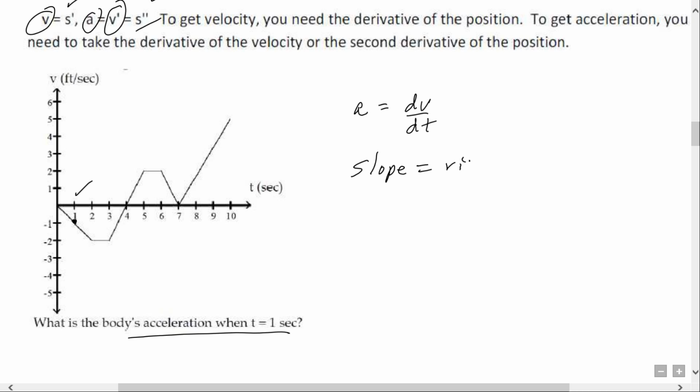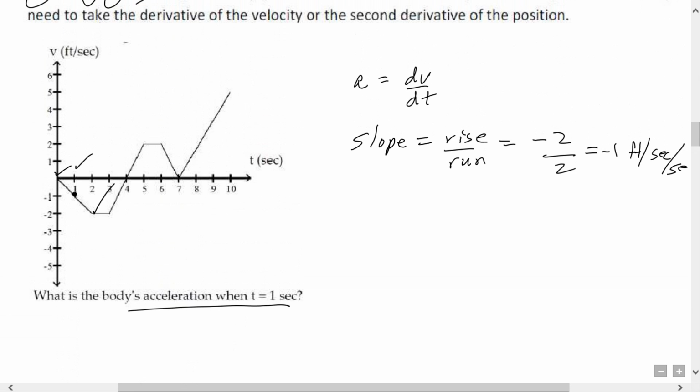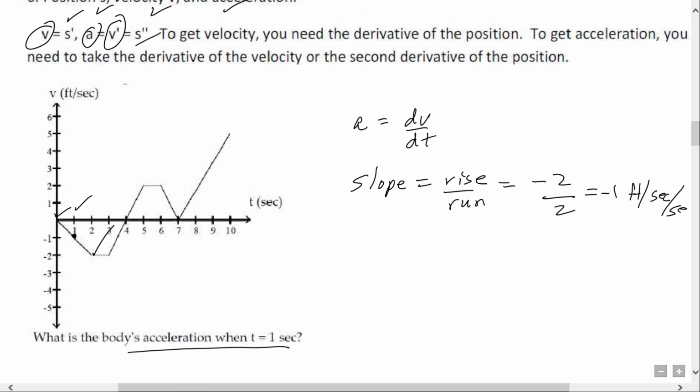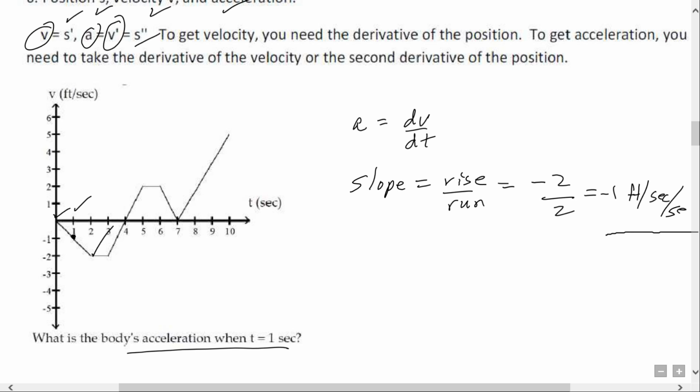And you know, the slope is equal to the rise divided by the run. In this case, the rise is minus 2. In other words, it goes down minus 2 from t equals 0 to t equals 2. And the run is 2, so the slope is minus 1 feet per second. Anyway, the answer is minus 1 feet per second.